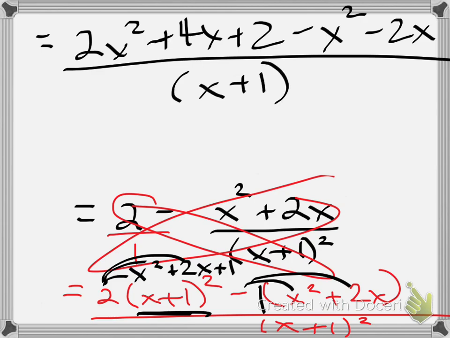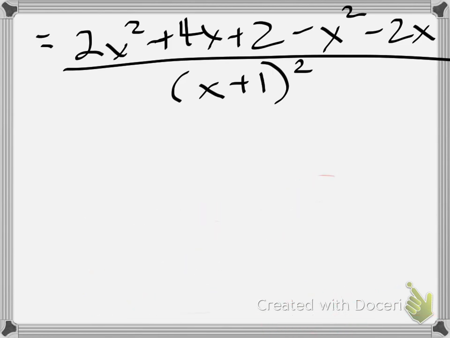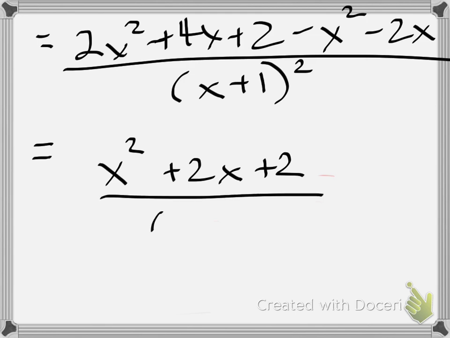I am so sorry about the quality of my writing. And then we need to do the last step, I hope, would just be to combine like terms. So I would get an x squared and a 2x and a 2 over that x plus 1 squared. All right, there's 34.